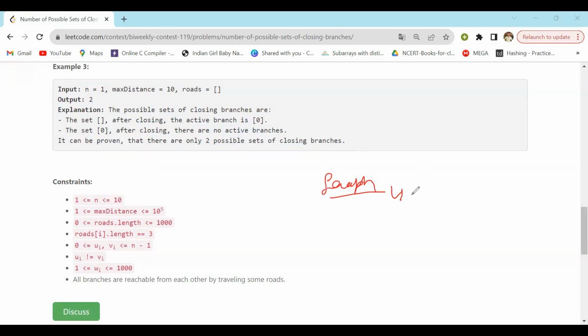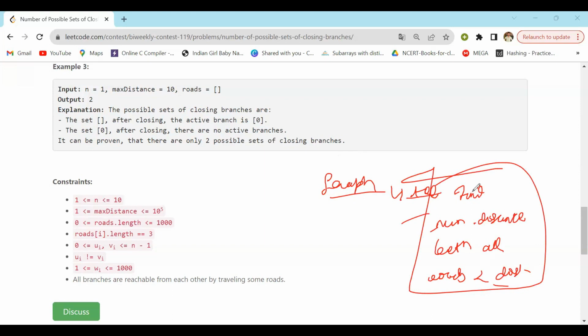We have to find if the minimum distance between all roads is less than the given distance. Okay. Clear?